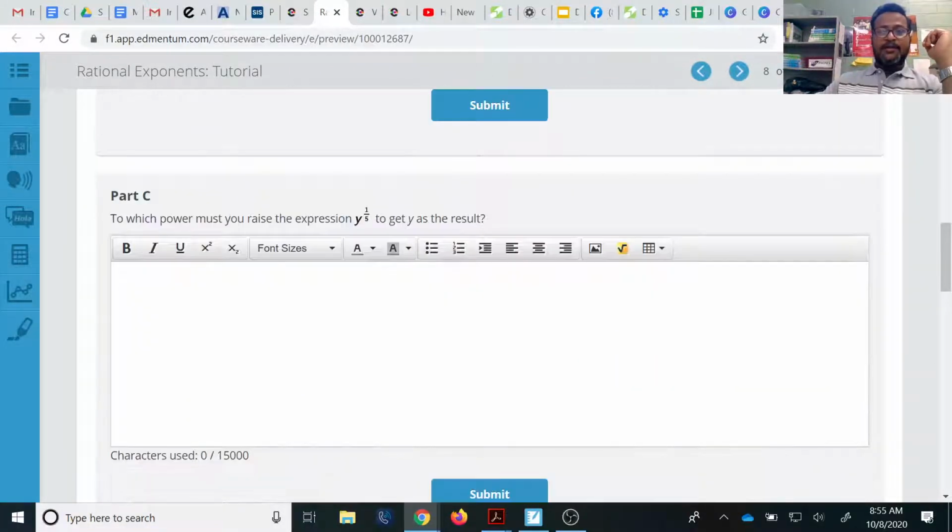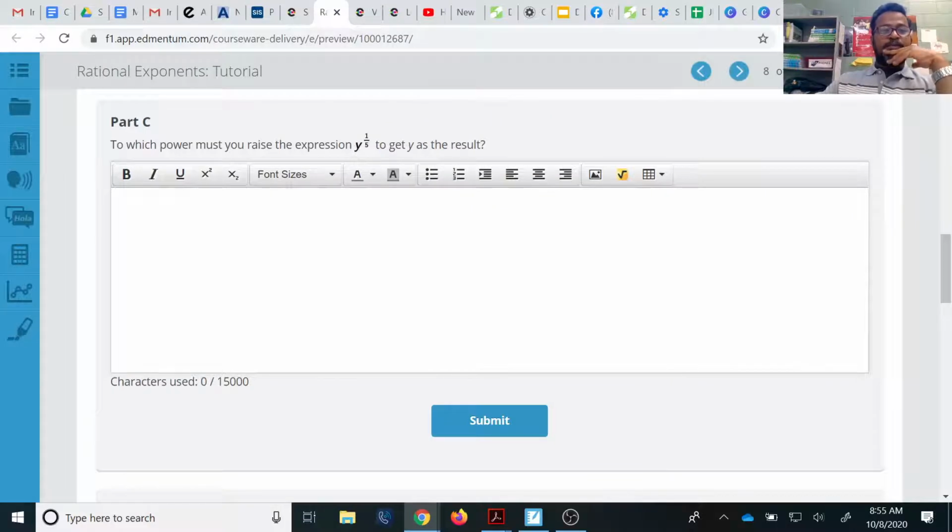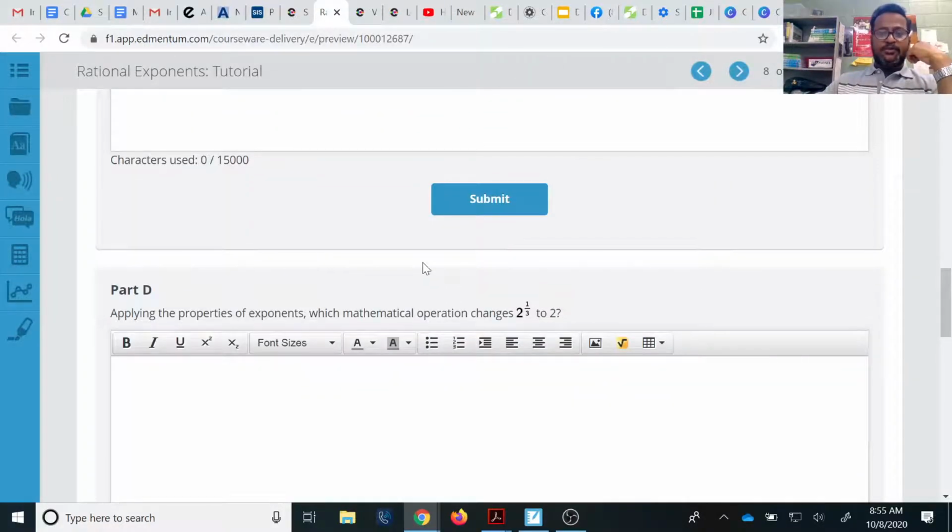Okay, right. Now part C. To which power must you raise the expression y to the 1/5 to get y as a result? By now, everybody must know the answer to this, right? To which power should I raise the expression y to the 1/5 to get y as a result? Think about it. It's really easy, right? I don't want to tell you the answer.